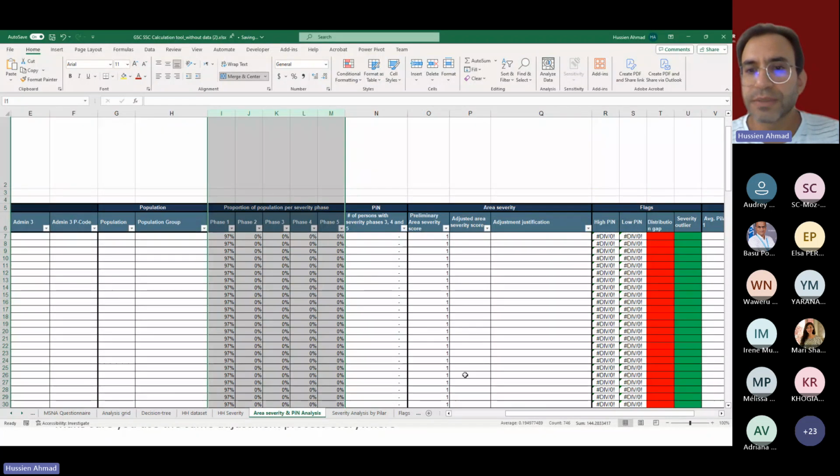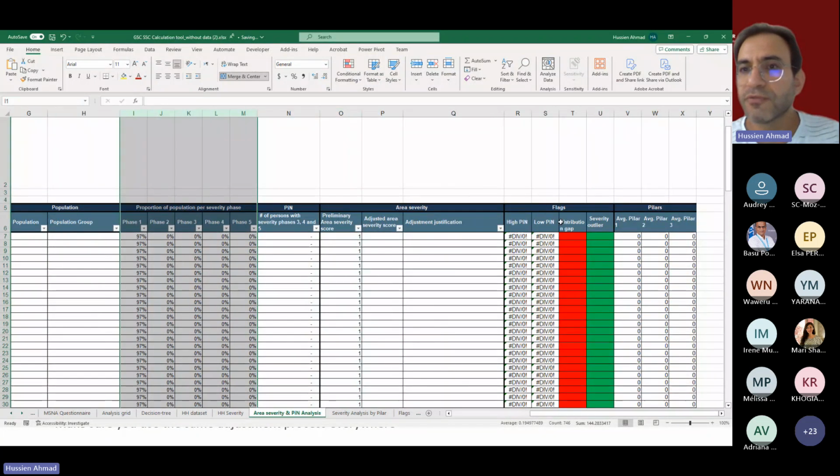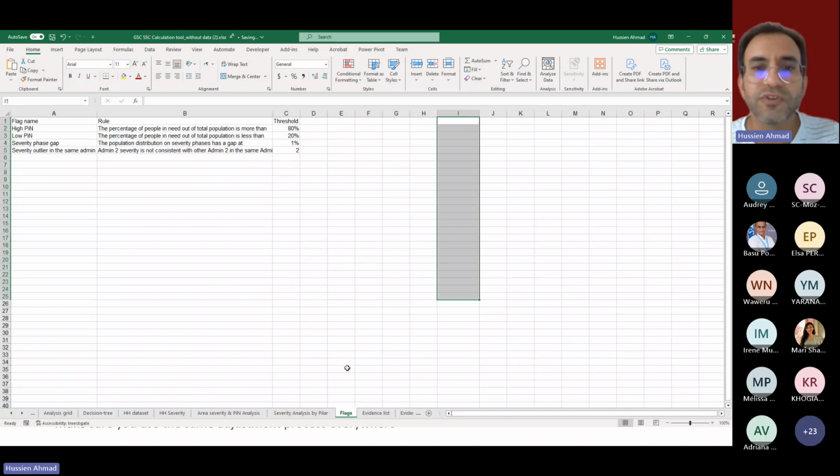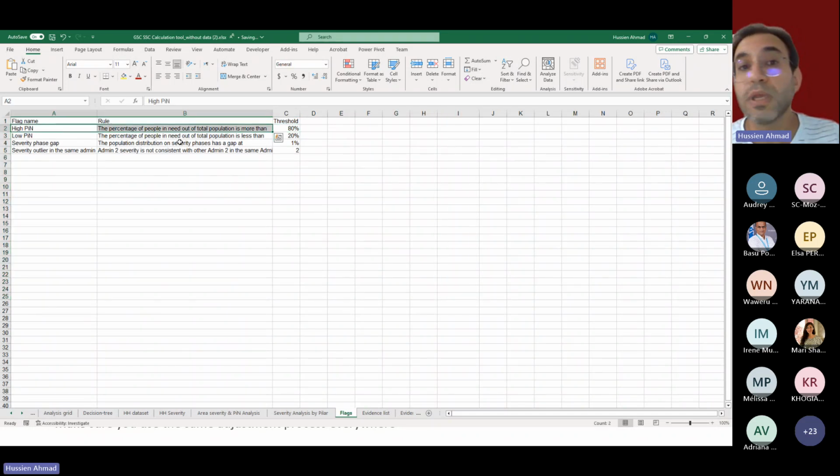Before we move to the adjustments, we have some flags: high pin, low pin, distribution gap, severity outlier. What do we mean by these four flags here? High pin means that more than 80% of the population are in need in this area. Low pin means less than 20% of the population in this area are in need.